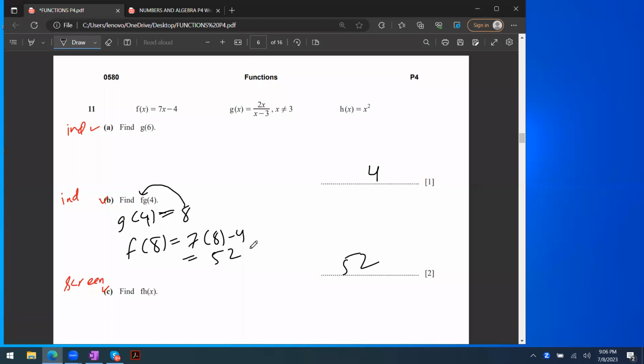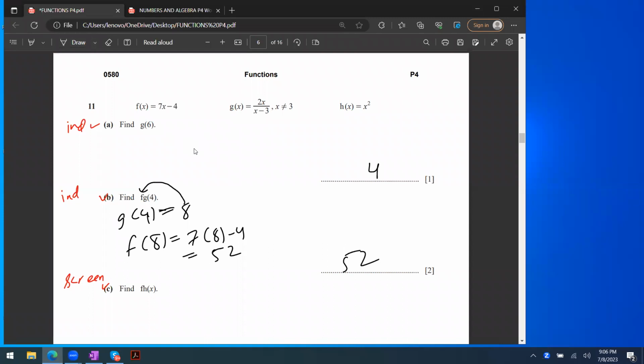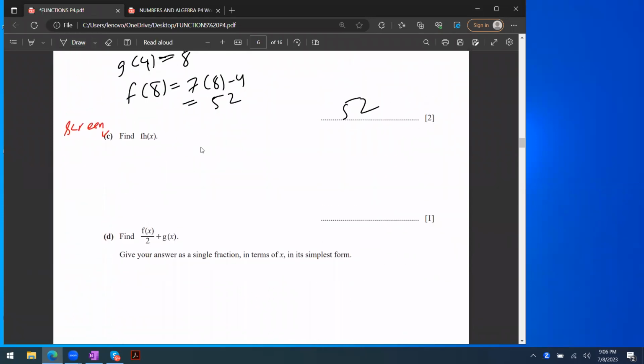Anyone want to do C part on the screen? F of h of x.